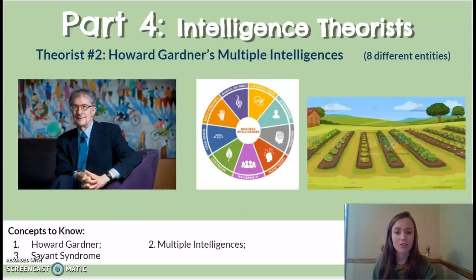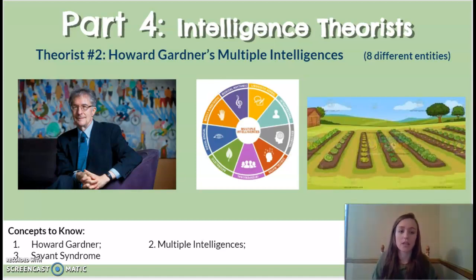The next intelligence theorist is Howard Gardner, and Howard Gardner would disagree with Charles Spearman. Howard Gardner proposed in 1983 that there wasn't one general intelligence, but many. So what he believed was, rather than one intelligence that is just your intelligence score, you could actually have differing mental abilities in many different areas.